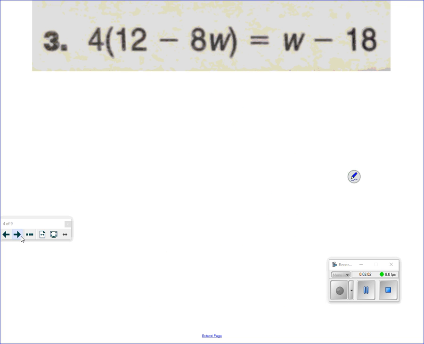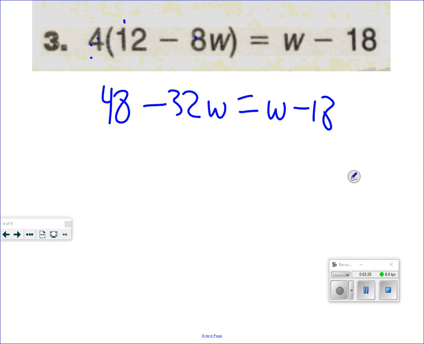Moving on. I have 4, and then in parentheses 12 minus 8w, close parentheses, equals w minus 8. Well, if I'm solving this, I'm going to go 4 times 12, which gives me 48, minus 4 times 8, which is 32w. I could also read this as 4 times a negative 8. It's still a negative 32w, equals w minus 18.